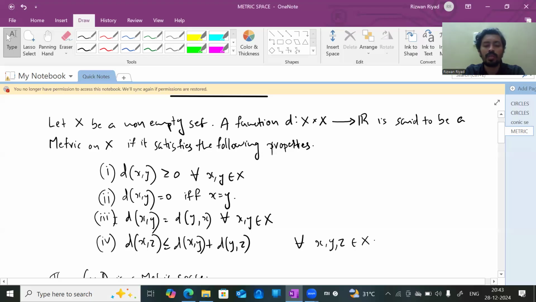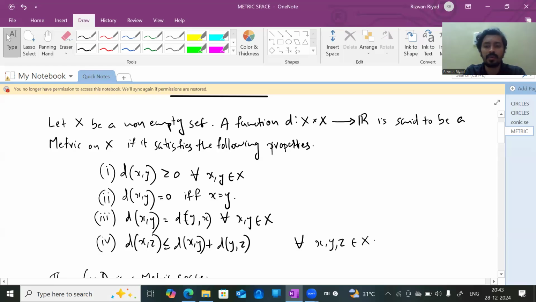Okay, now move to the third condition. d of x,y is always equal to d of y,x for every x,y belonging to capital X. That means if you take any two elements x comma y from capital X, the d value of the ordered pair x comma y will be equal to the d value of the ordered pair y comma x. If you change the order between x and y, it won't change the value of the function. Even if you change the order, the value will be the same.